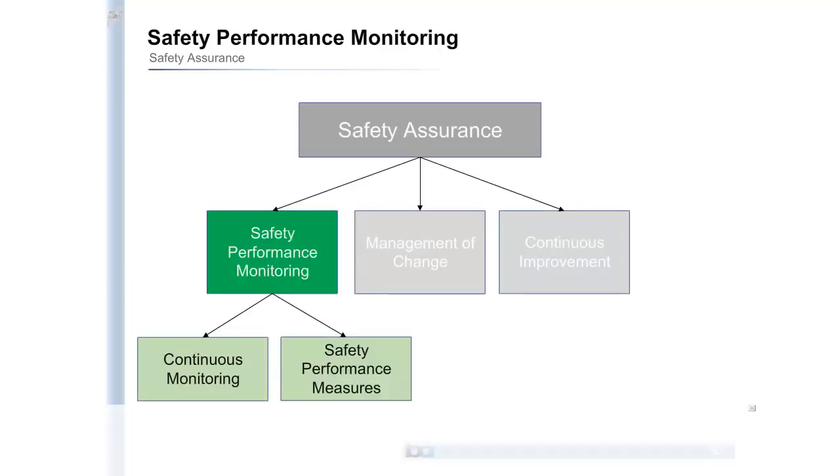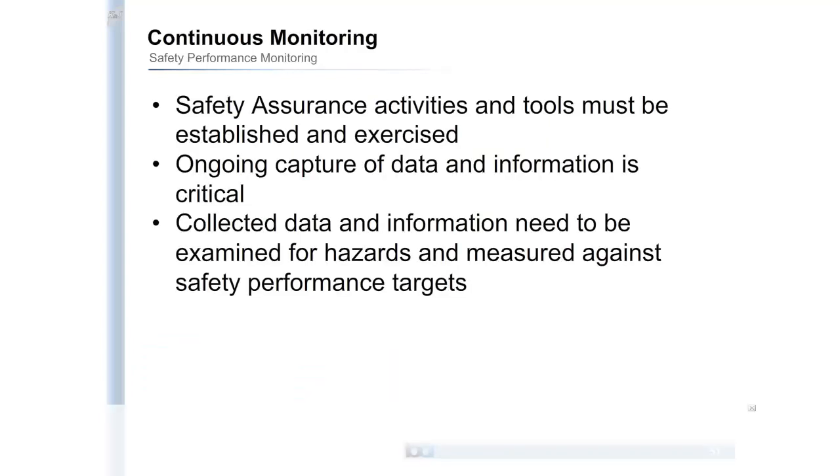Safety performance monitoring consists of establishing continuous monitoring activities and creating safety performance measures. Continuous monitoring allows for safety assurance, and activities and tools must be established and exercised. Ongoing capture of data and information is critical. Collected data and information need to be examined for hazards and measured against safety performance targets.